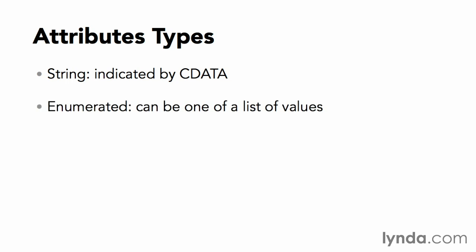The attribute type can be one of three types. There's the string type, which is indicated by the CDATA keyword, which is all capitals there. This means that the attribute can be any literal string, and you can just type in the value for the attribute. The enumerated type means that the attribute can come from one of several potential values, but any other value would result in an error.